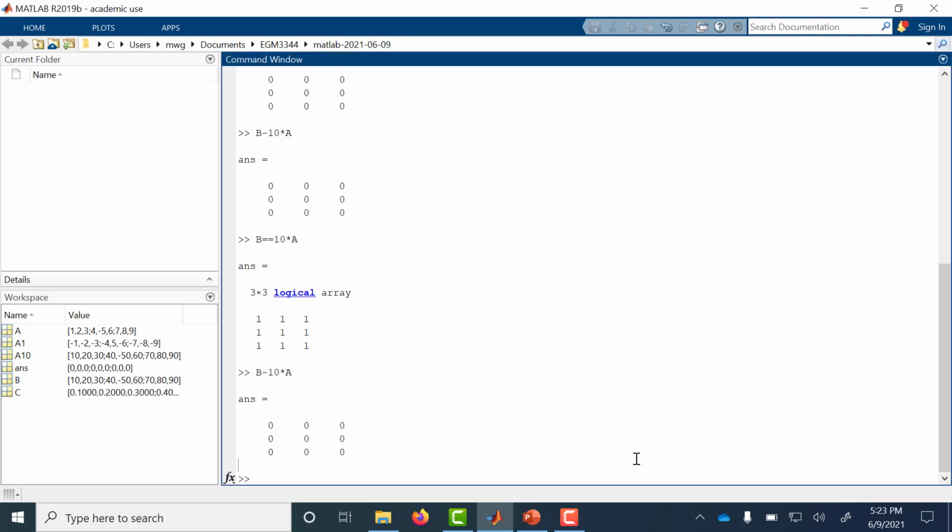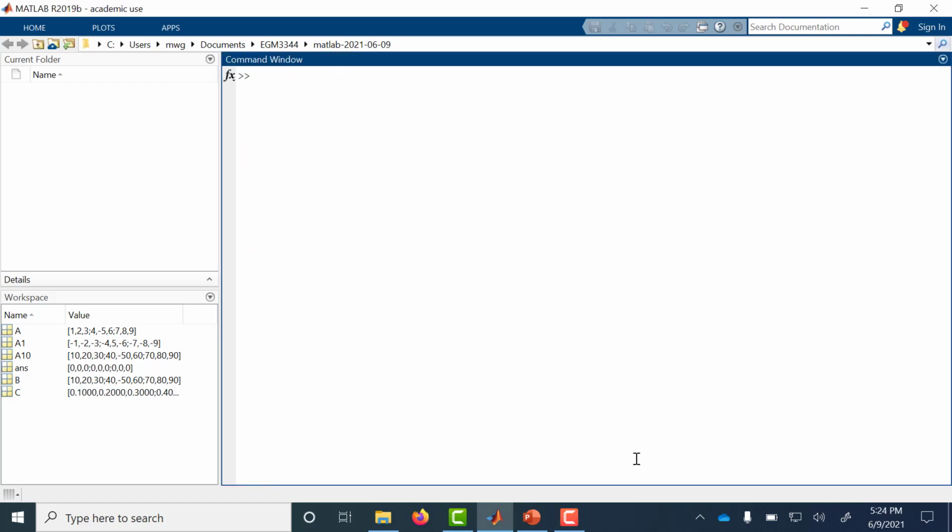For a commutative type of test, I could do an A plus B, and then I could show that, yea verily, that equals B plus A. Subtract off the answer there, and you see it's a 0 matrix. So you can see that it's commutative.